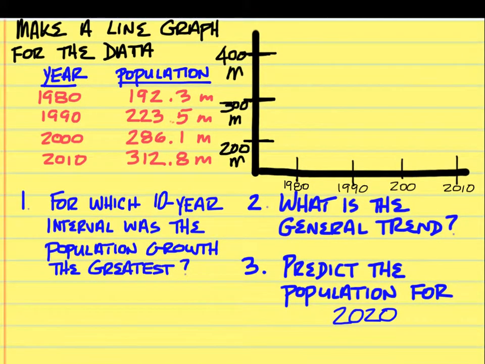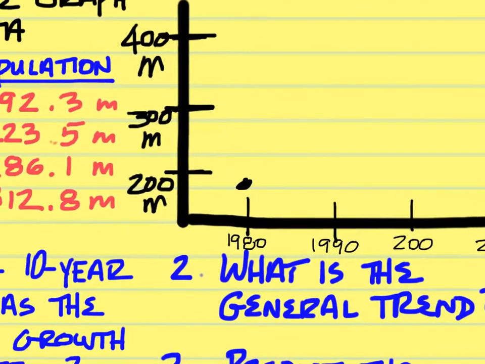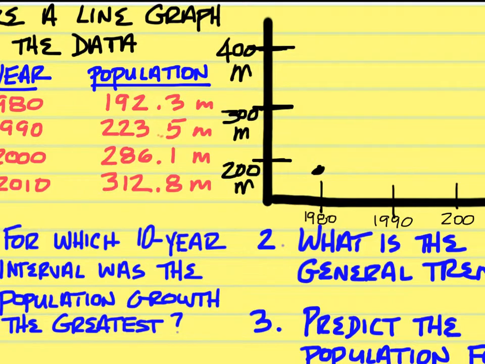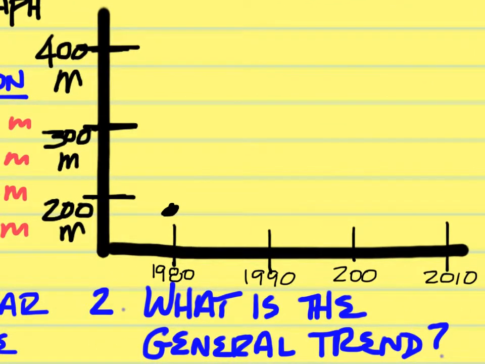So you go to the first year, 1980, and then find 192.3 million on your graph. So here is 1980, and 192.3 million would be approximately here. It's just below the 200 million mark. Your next one is 223.5, and that is for 1990. 223.5 would be approximately here. It's not exactly halfway because that would be 250 million. So it's got to be below that.